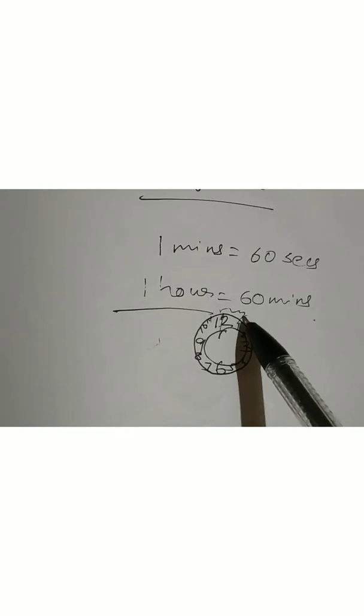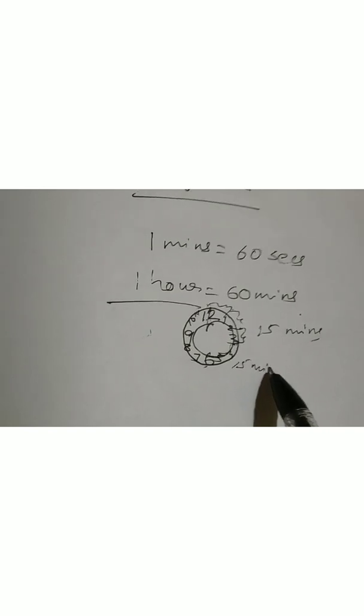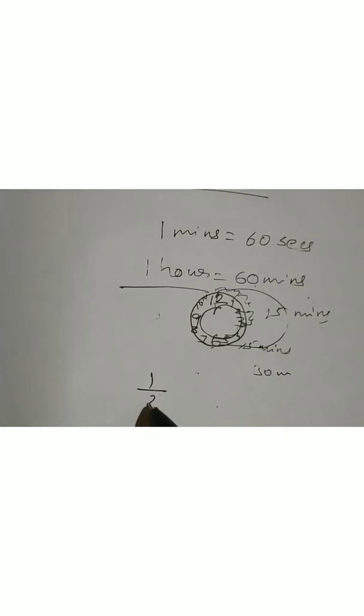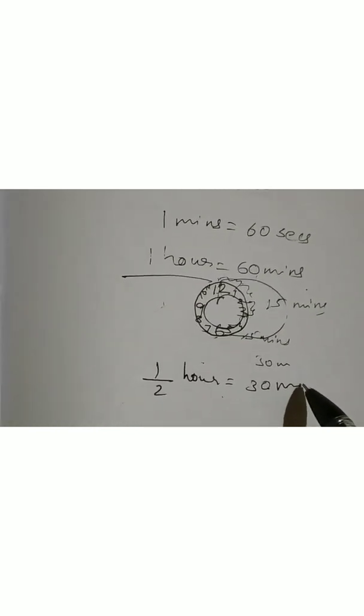Then 1 to 2 will be again 5. Then 2 to 3 again 5. So 12 to 3 total will be 15 minutes. Then 3 to 6 again will be 15 minutes. Okay, also we can say this is half an hour. That is equal to 30 minutes. Half of 60 is 30. So we can write half an hour will be 30 minutes.